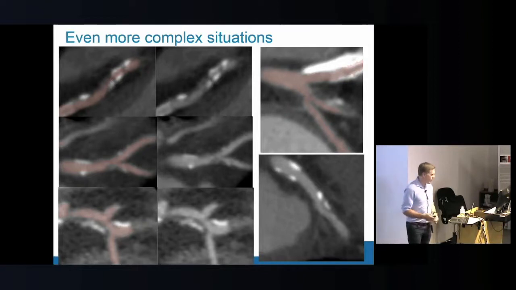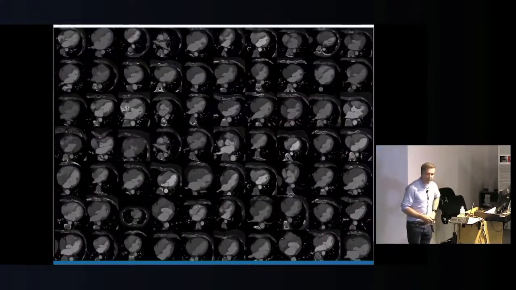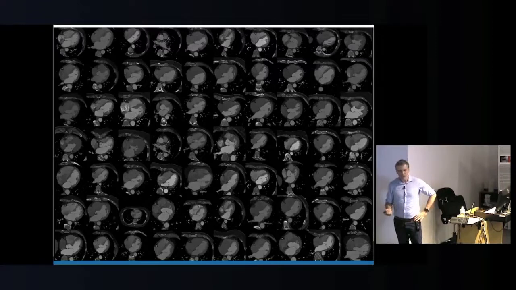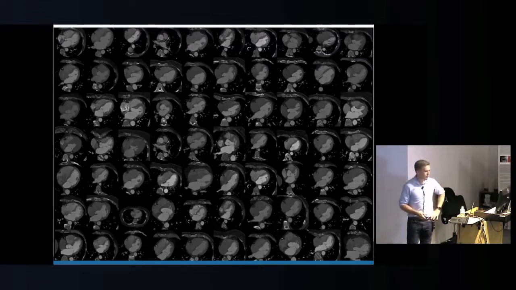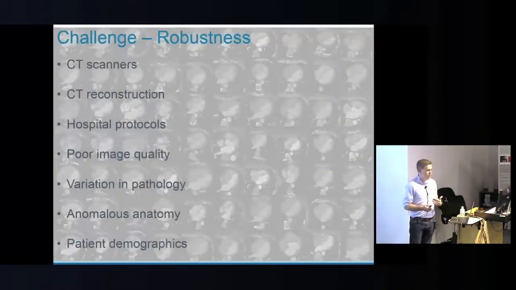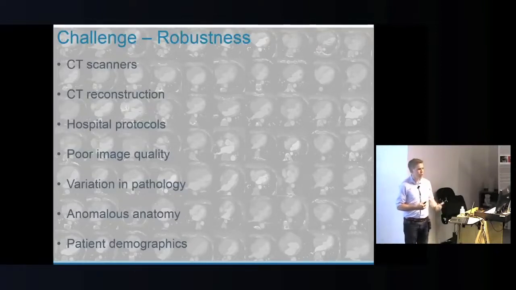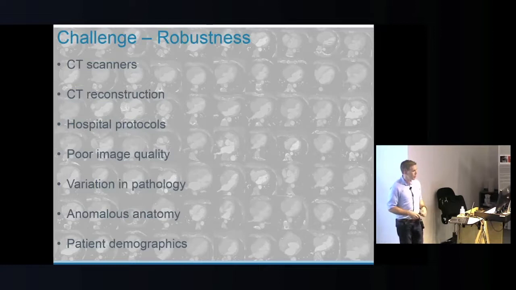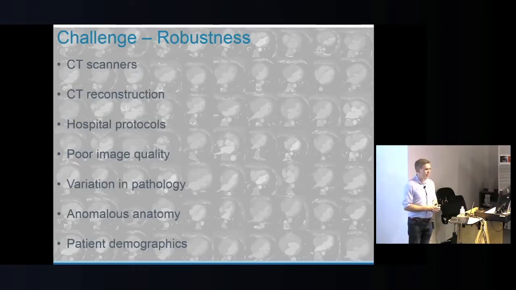Additionally, we have to deal with the fact that every patient is different, every hospital is different, so we need to be robust to different scanner types and different reconstruction protocols. Different hospitals have different patient preparation protocols, variations in image quality, variations in disease. We have anomalous anatomy, and also differences in patient demographics. So it's a big challenge in terms of the image analysis piece of what we're doing.